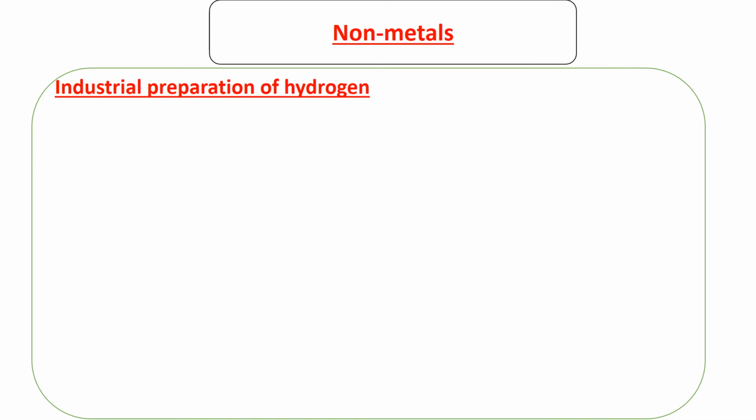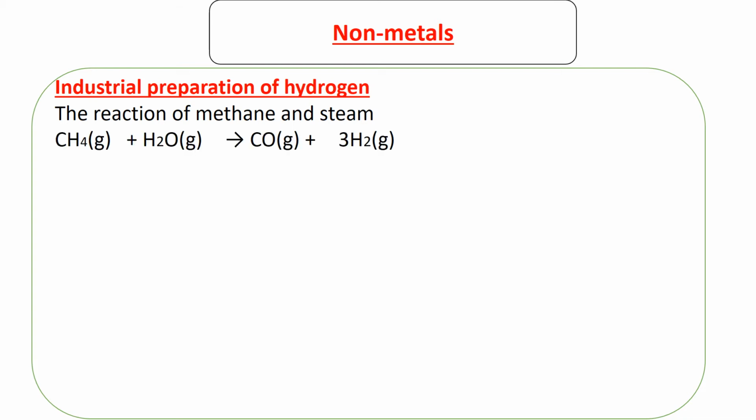So we go to industrial preparation of hydrogen. In industry, they use the reaction of methane and steam. Methane is a hydrocarbon. A hydrocarbon is a substance made of hydrogen and carbon. This methane, which we are going to study later when we are dealing with organic chemistry, is reacted with steam. So this is the reaction. Methane, which is represented by CH4, plus water, gives us carbon monoxide and hydrogen.